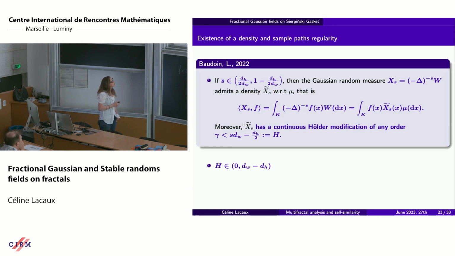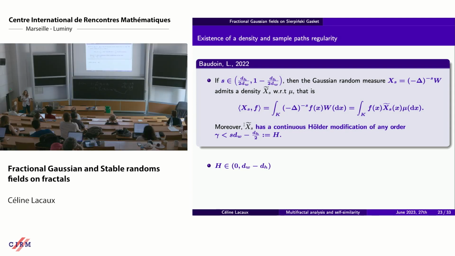So we have proved that if s is in this interval, and I will explain this bound, there exists a density for these fractional Gaussian fields, X tilde. That means that my fractional field X_s applied to f is in fact the integral of f times X tilde with respect to the Hausdorff measure mu. So that's exactly what was written for fractional Brownian motion, but for fractional Brownian motion, K was R^n, and mu was the Lebesgue measure.